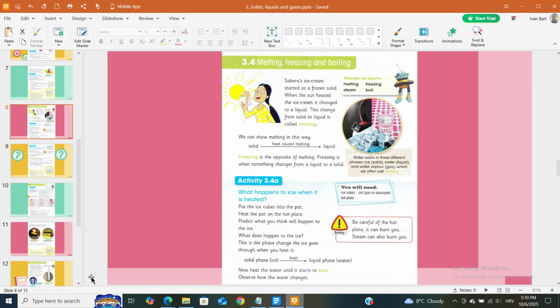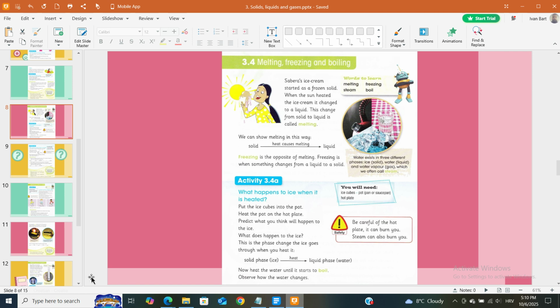Freezing is the opposite of melting. Freezing is when something changes from a liquid to a solid. Words to learn: melting, freezing, steam, boil. Water exists in 3 different phases: ice, solid; water, liquid; and water vapor, gas, which we often call steam.